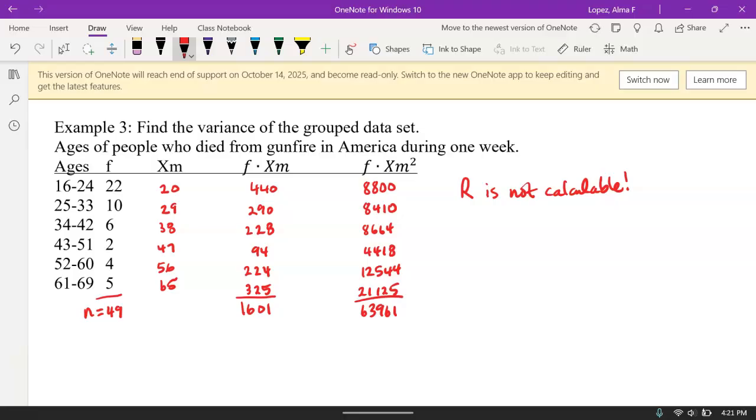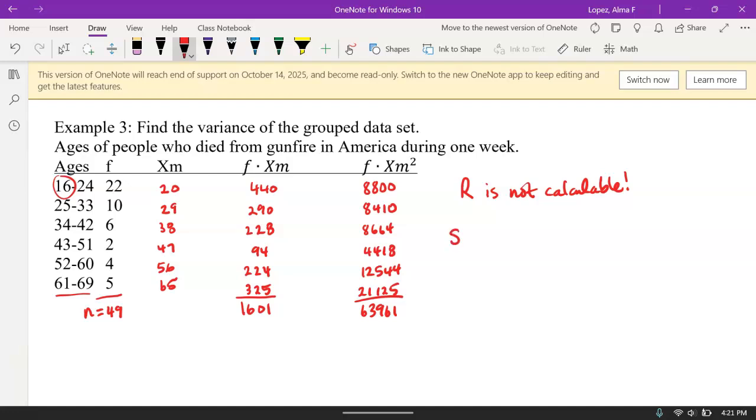And again, on an exam, I will never ask you for something that's not possible, but I want to explain again why not. The range is not calculable because in order to find the range, I need the largest and the smallest value. I know what the smallest one is because we built these frequency distributions, but I don't know what the largest value is, just that it falls in that last class. So since it's not possible, you will never be asked that, and that's why.